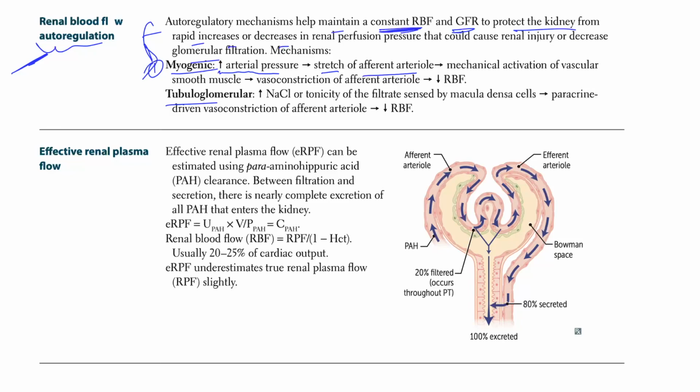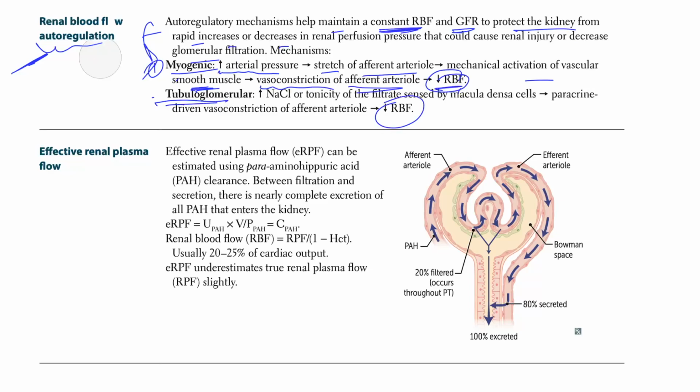This leads to mechanical activation of vascular smooth muscle, which causes vasoconstriction of the afferent arterioles, which leads to a decrease in blood flow. Okay. Decrease in blood flow. So what is the end result in myogenic? Decrease in blood flow. What is the end result in tubuloglomerular autoregulation?